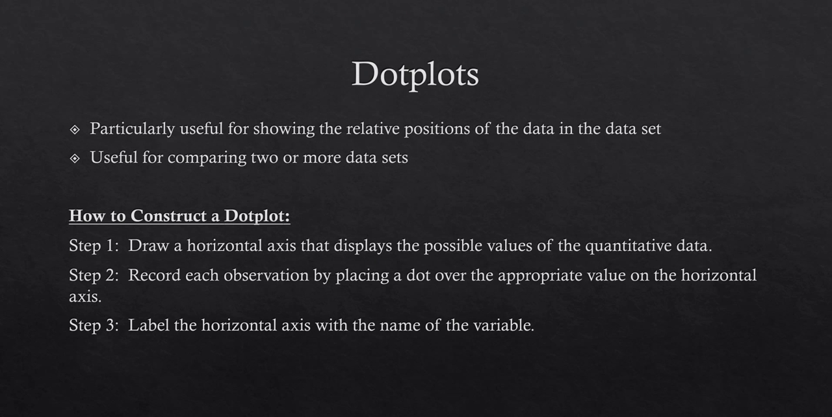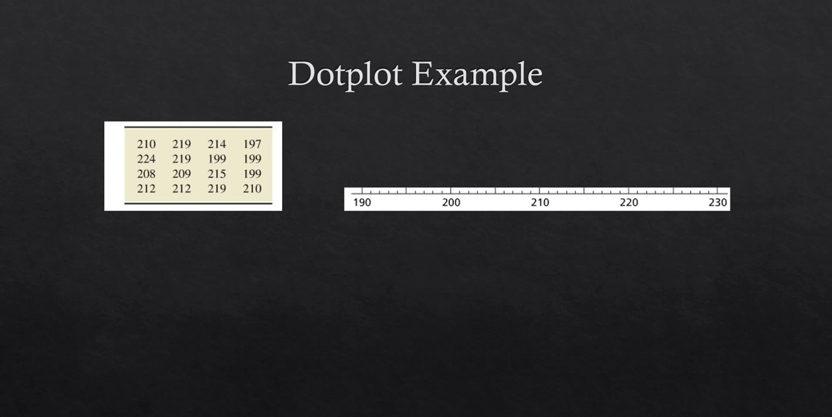Alright, so a dot plot. This is useful for showing relative positions of the data in the data set. It's really useful for comparing two or more data sets. So how do we construct one? We draw a horizontal axis that shows the possible values, and we record each observation by placing a dot over the appropriate value. Label the horizontal axis with the name of the variable.